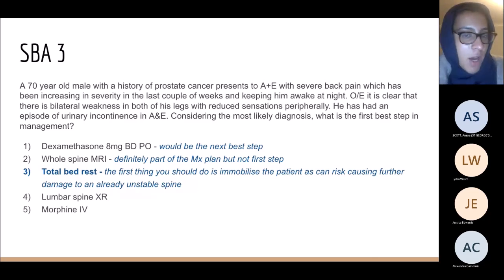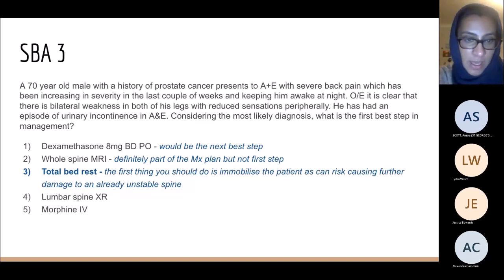What's the emergency here? So the emergency here is essentially spinal cord compression as a result of the cancer compressing onto their spinal cord. So they've got a history of prostate cancer, and this is something I'm going to discuss shortly, but prostate cancer often metastasizes to the bone. And that is causing them to have this very severe back pain alongside these neurological symptoms of bilateral weakness in their legs with reduced sensation and an episode of urinary incontinence. So that should scream out to you spinal cord compression.